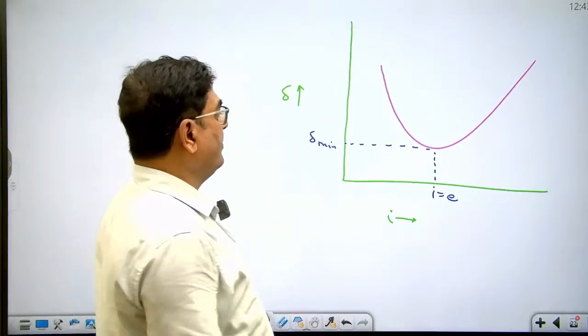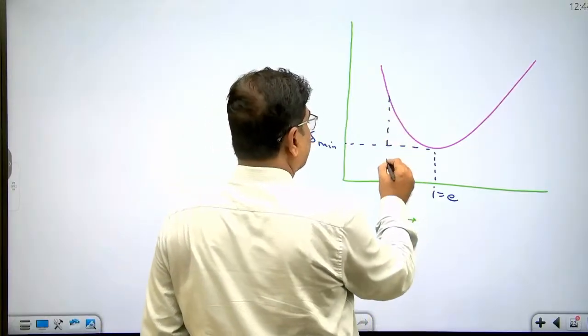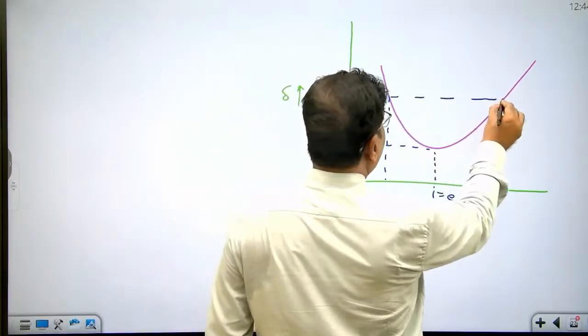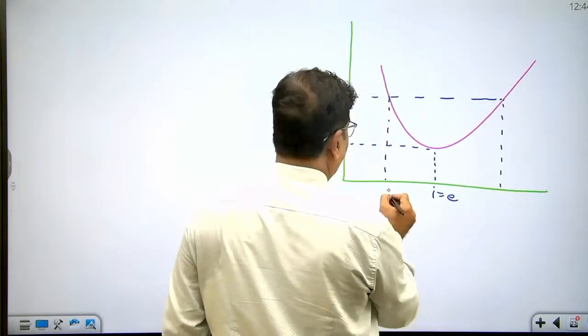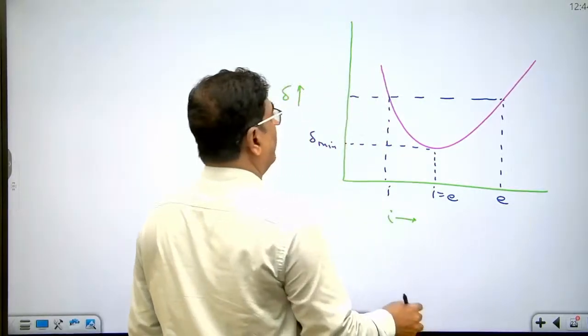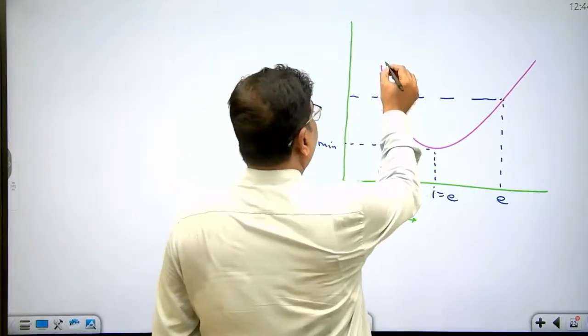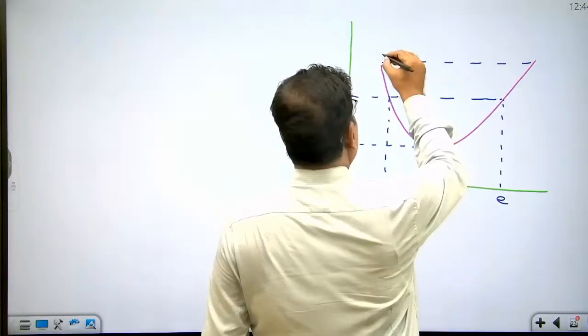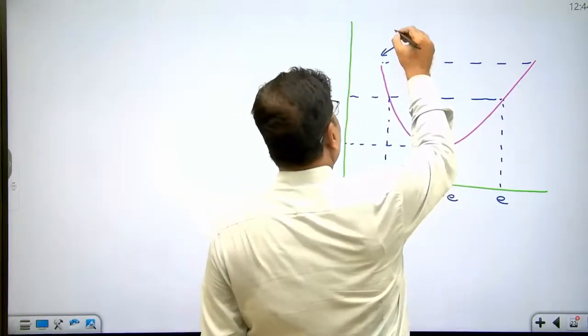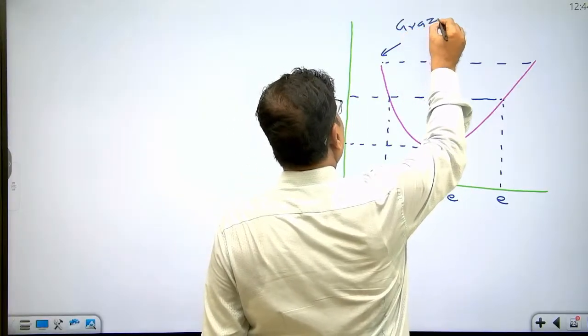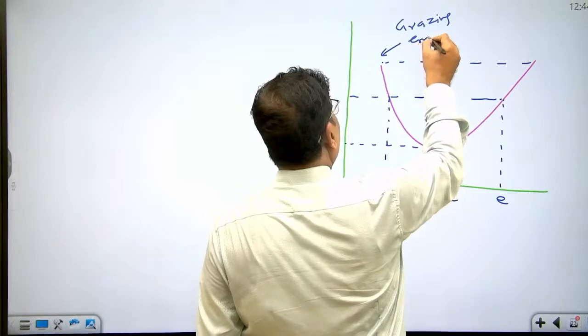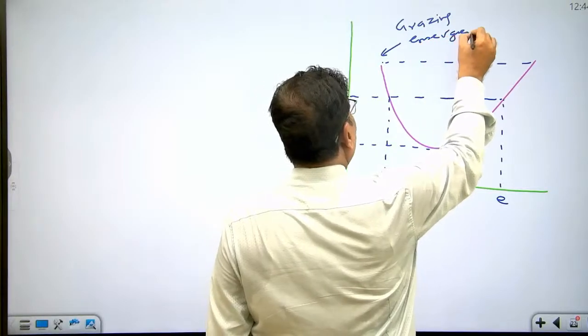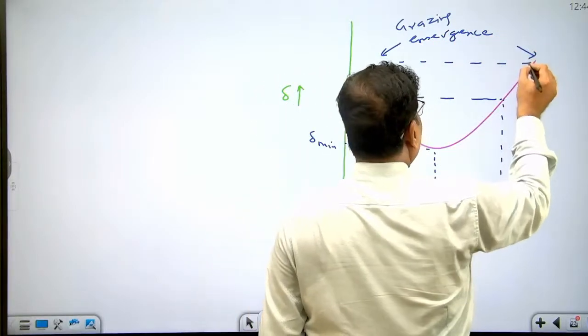And there are two angles of incidence for which the angle of deviation is the same. And these are the maximum angles of deviation. This we will see later. This is called grazing emergence, and this is called grazing incidence.